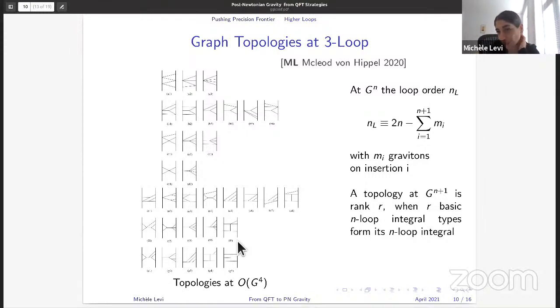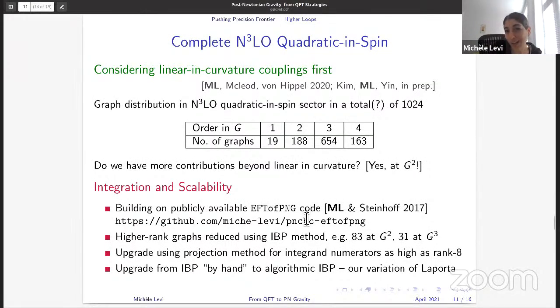So that's why it was important for me to highlight these 2 definitions that were not introduced before and were very informative on the level of complexity of the computation and on what results we expect from the different graphs. Now, I'm just sampling one sector that I'm attacking at the moment, which is to complete the next to leading order quadratic in spin. If we consider only the linear in curvature couplings first, this is work that was started with Andrew McLeod and Matt von Hippel, and is now continued with Jung-Woo Kim and Zhu Yin from Queen Mary and from Uppsala, and it's in preparation.